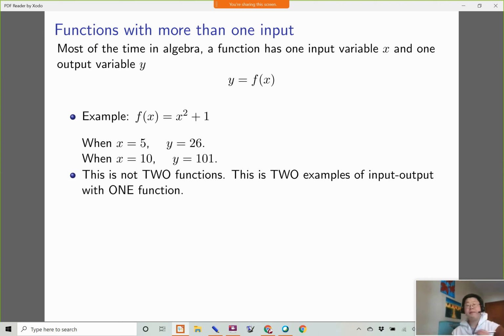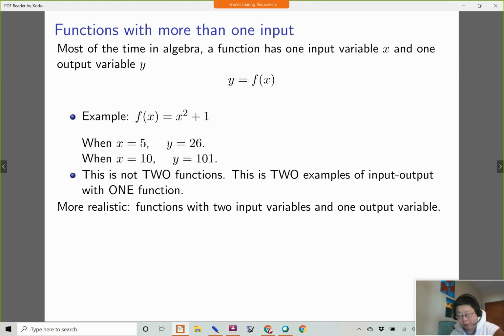Okay, so most of the time in an algebra class, certainly through the entire semester, you just have functions with an input variable and an output variable. So like x is the input variable, y is the output variable. Reality doesn't really consist of functions of just an input variable and an output variable. More realistic would be the situation of a function with two input variables and an output variable.